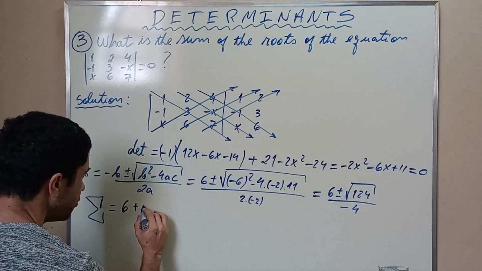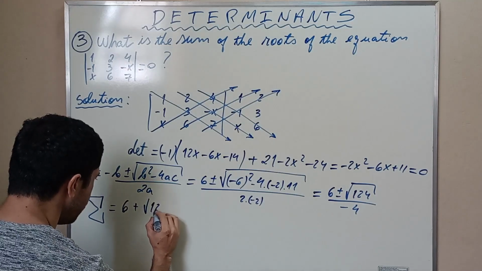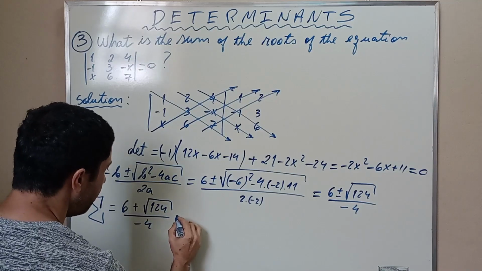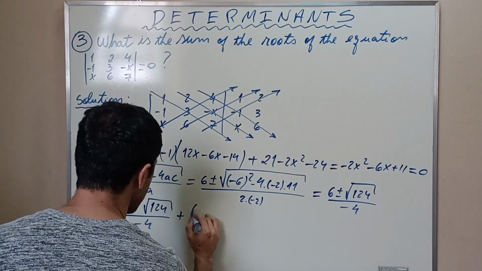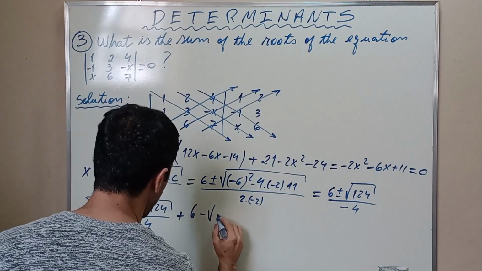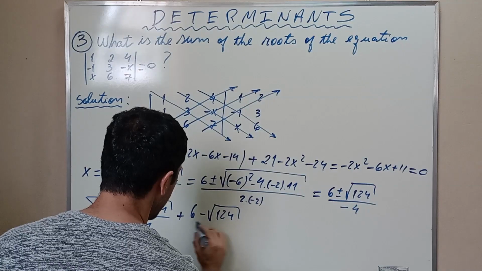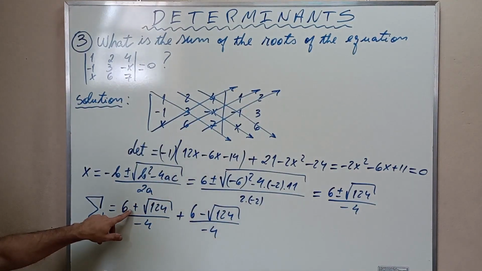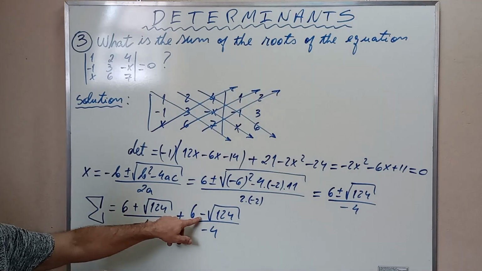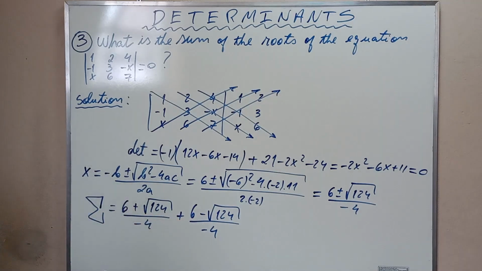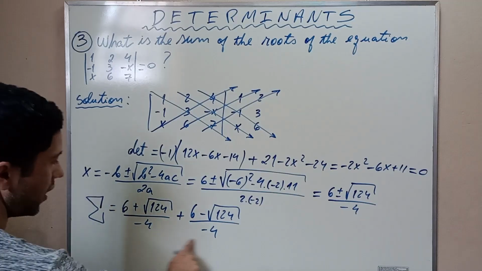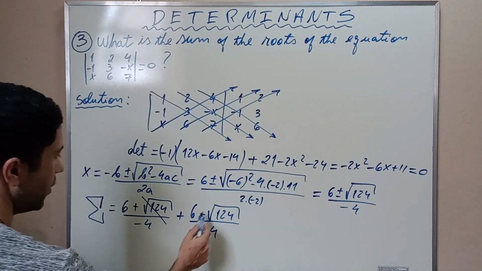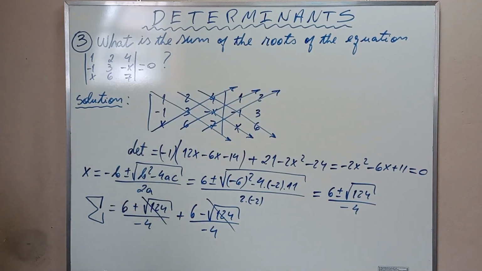6 plus the square root of 124 divided by negative 4 plus 6 minus the square root of 124 divided by negative 4. Okay? One root here is positive and the other here is negative. Observe that they have the same denominator, alright? If they have the same denominator, we can cancel this with this, they cancel each other out.